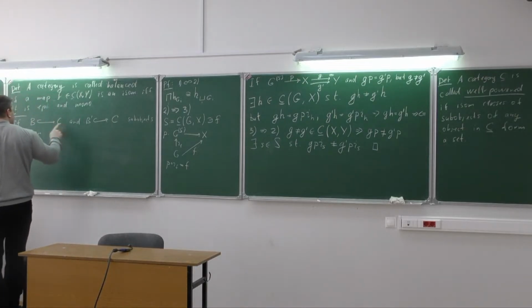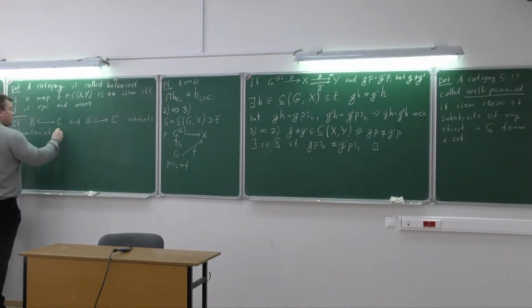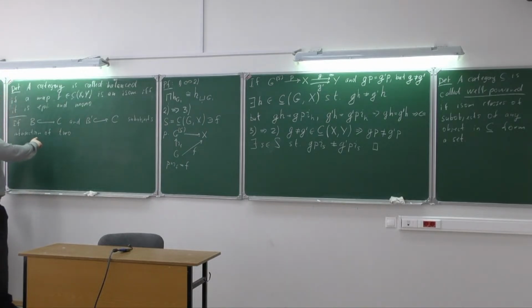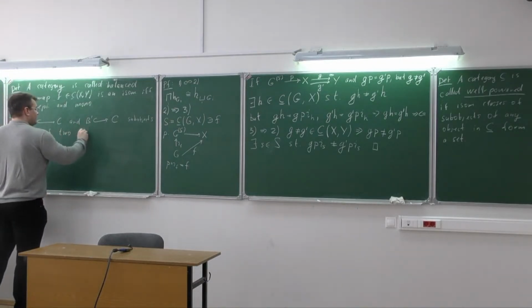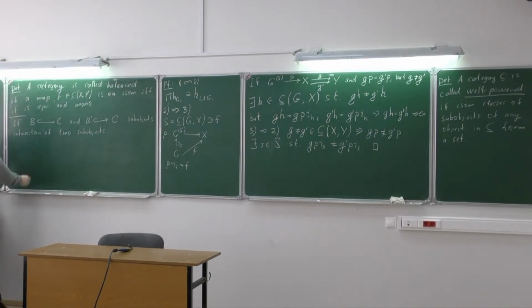Since these two maps are mono, they are by definition sub-objects of the object C. So the intersection of, in this case, two sub-objects, but you can immediately generalize this to any set of sub-objects, you just take the corresponding pullback. You have two embeddings, take the pullback, and the pullback you by definition call the intersection of two sub-objects.